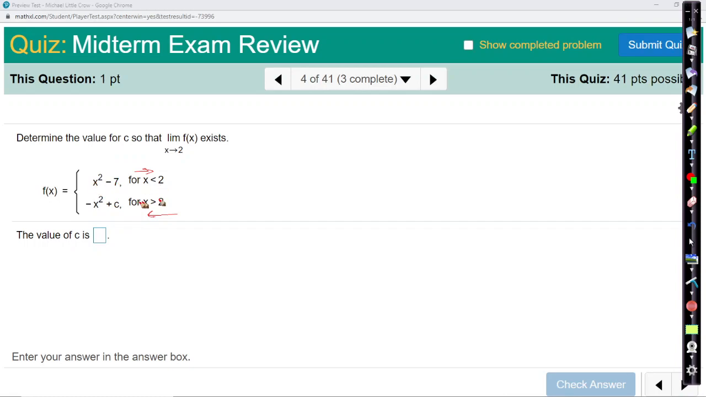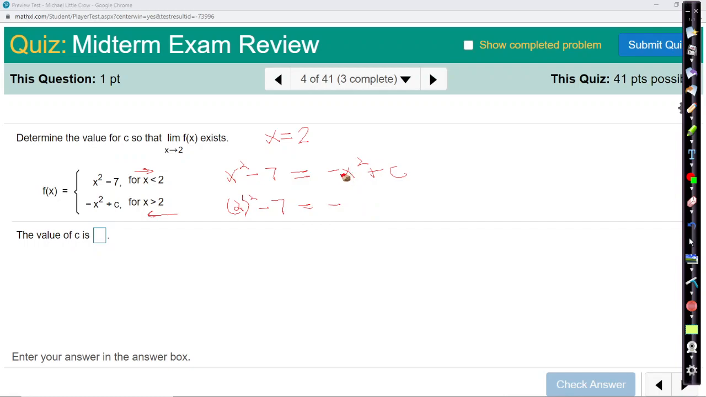Well, we need x squared minus 7 when x is equal to 2 to be equal to negative x squared plus c. Now, we don't need it everywhere to be equal. I don't think we could get it equal, but when x is 2, we do need them equal. So we're going to plug in 2 for x. So we get 2 squared minus 7 needs to be equal to minus.